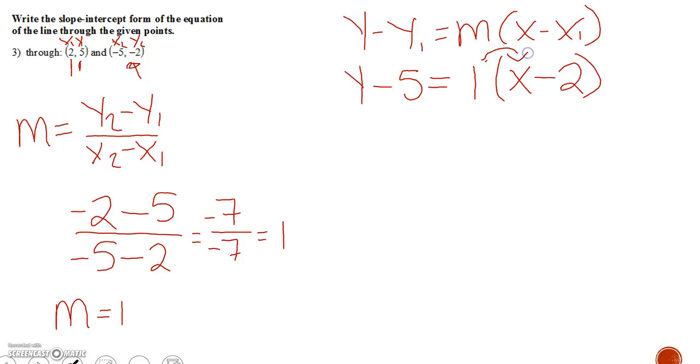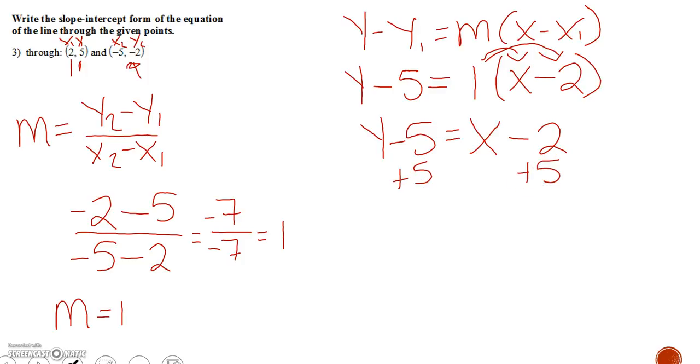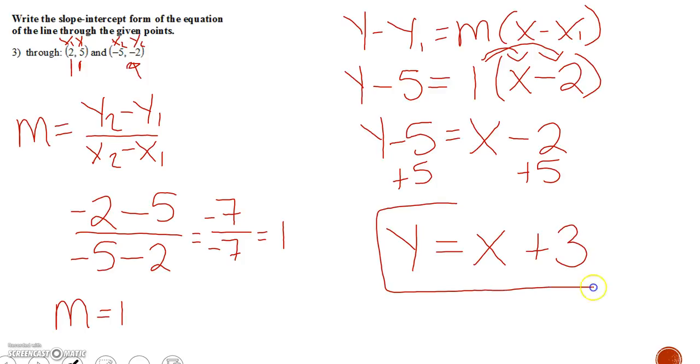So don't mix up your points, but pick one to use and go with it. Alright, so we're going to distribute the 1, and we know when we multiply by 1, it doesn't change anything, so 1 times x is just x, and 1 times -2 is -2. And then to write it in slope-intercept form, we need to get that y by itself, so we're going to do the opposite and add 5 to both sides. So we have y equals x, and then -2 plus 5 is a +3. So make sure you're watching those signs there when you're combining your like terms. So our slope-intercept form is y equals x plus 3.